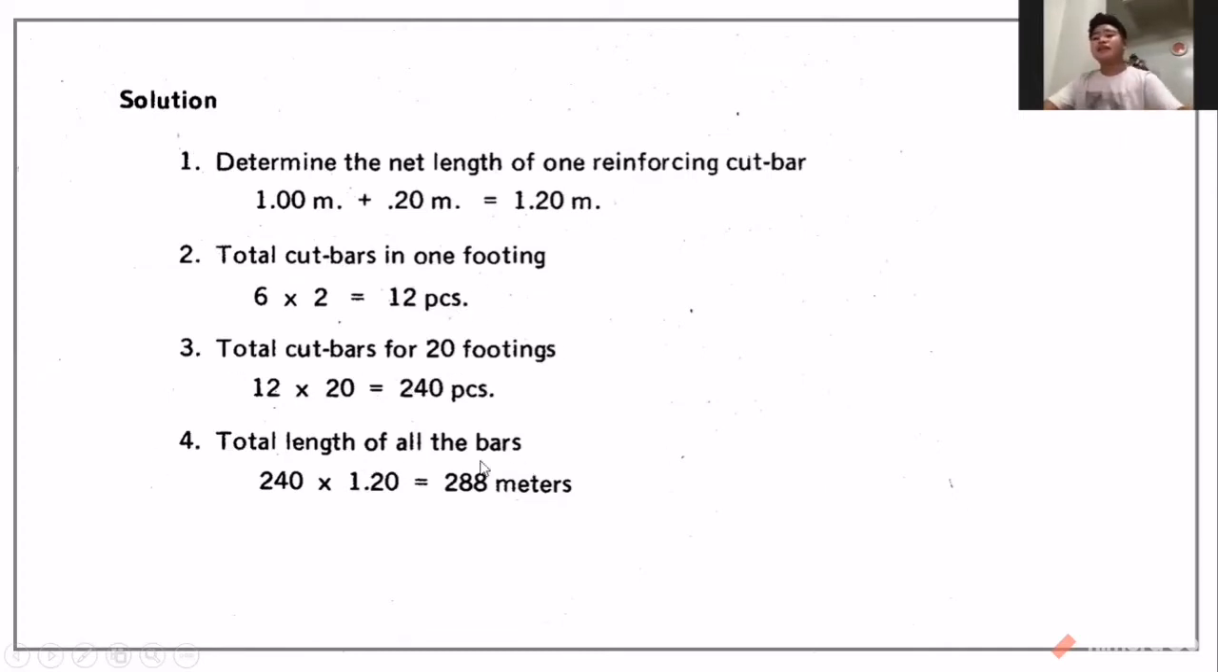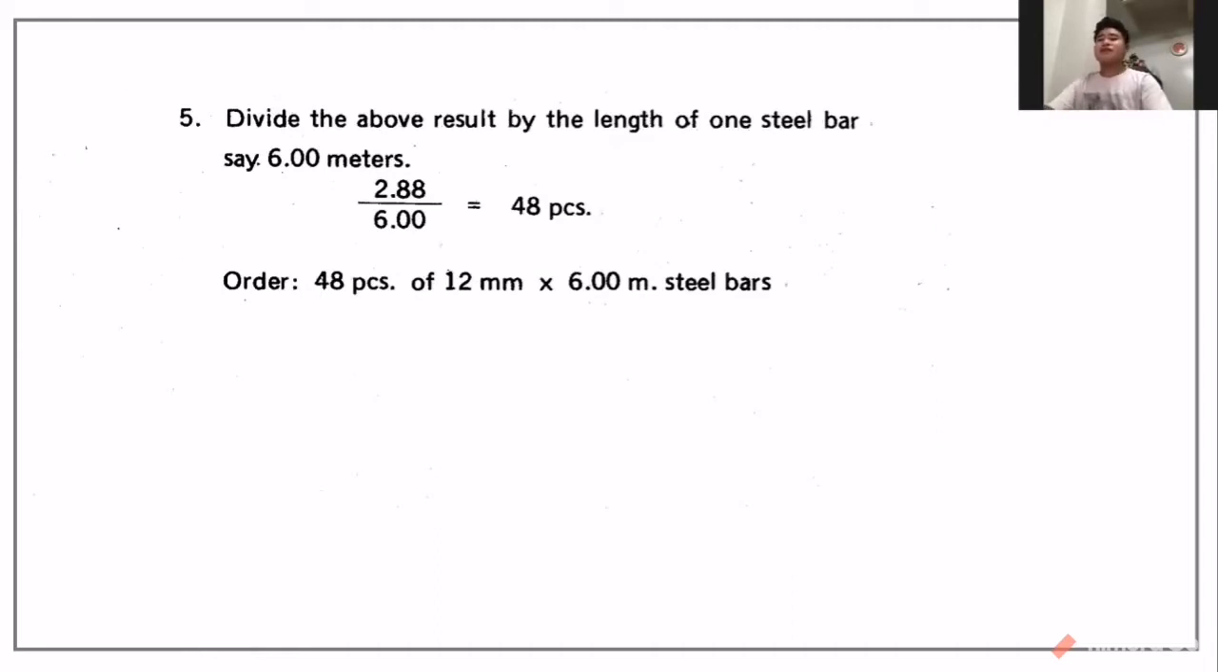So this is actually the total length of all the bars. This 240 pieces was multiplied by the net length of our reinforcing cut bar. So we have 1.20. So 240 multiplied by 1.20 is 288 meters.